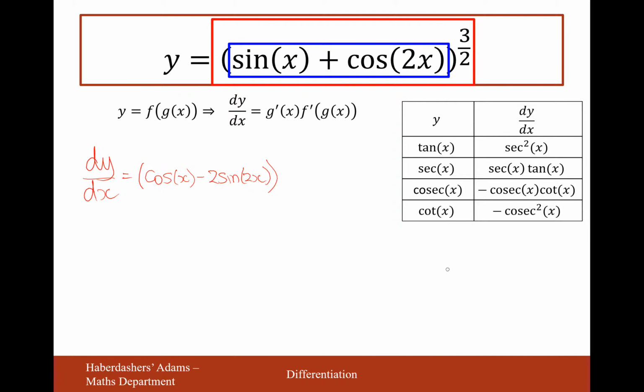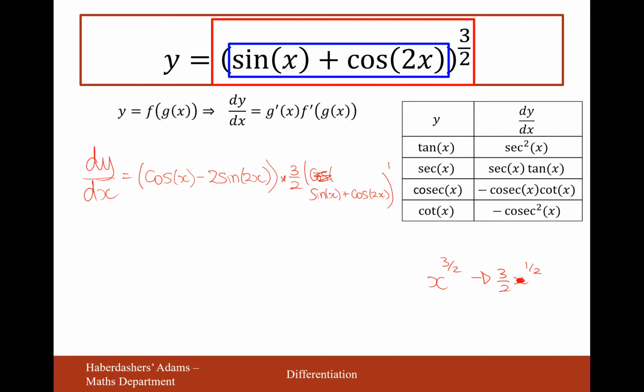Now the outside function, the power of 3 over 2 will differentiate to 3 over 2 x to the half. So this is then going to be equal to 3 over 2. So this is going to differentiate to 3 over 2, but it's not x that's going to be there, it's going to be this inside function cos x. Sorry, no, the inside function was originally this one, sine x plus cos 2x.